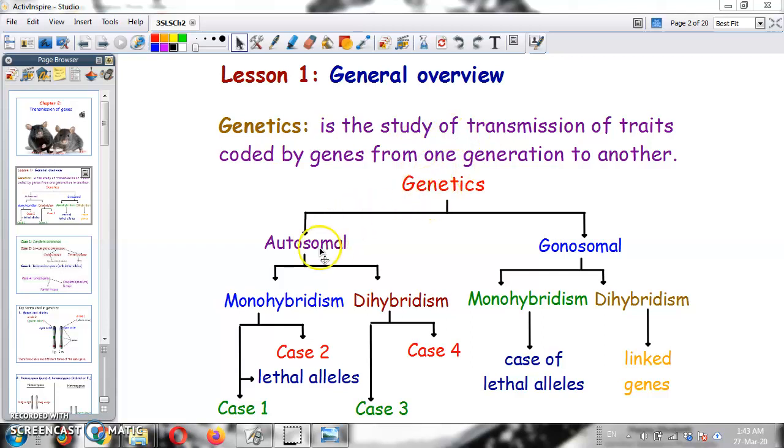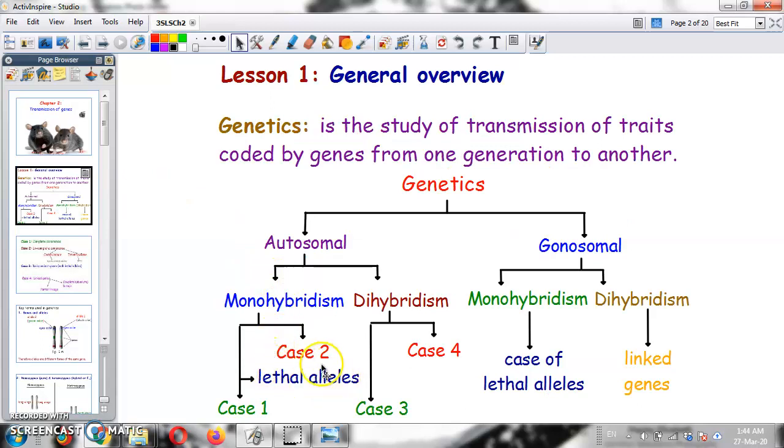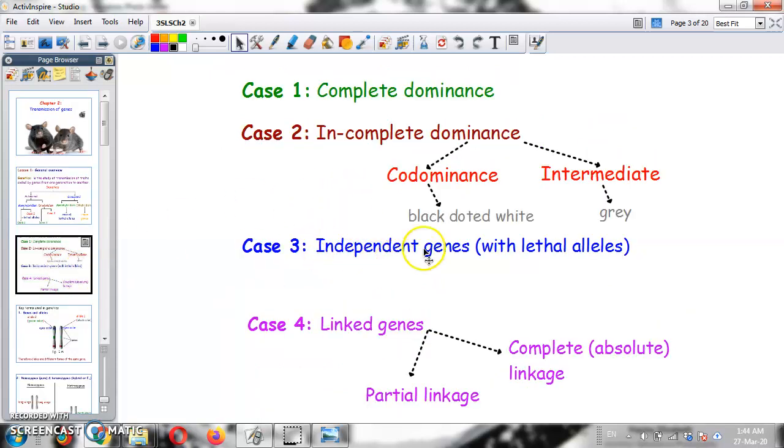The study of genetics can either be autosomal or gonosomal. The autosomal cases can be studied at the monohybridism level, showing complete dominance and incomplete dominance, which can be codominance or intermediate dominance cases, and it can show the presence of lethal alleles if they exist. However, in the case of dihybridism, autosomal can be either independent or linked, and linked dihybridism can be partial or complete linkage.